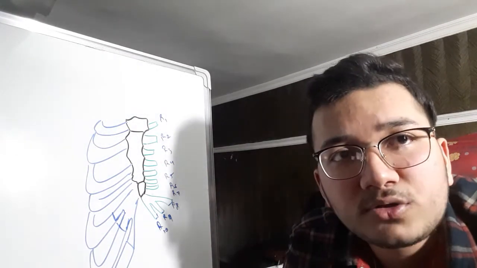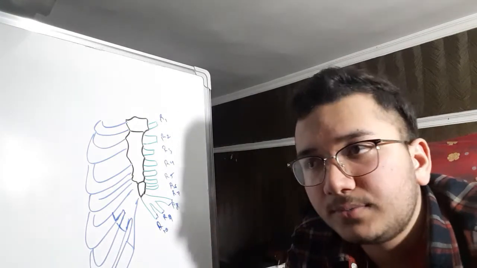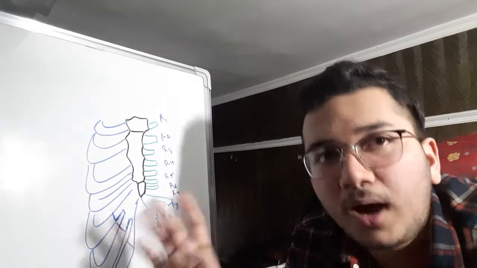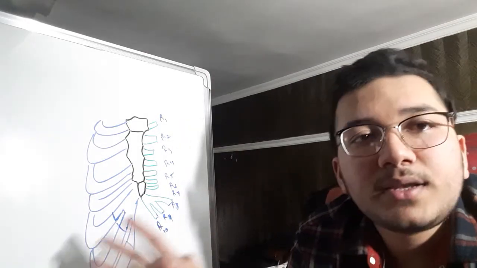These are called the floating ribs. Sorry, they're not called the false ribs, they are the floating ribs. They are part of the false ribs. We have true ribs and false ribs.